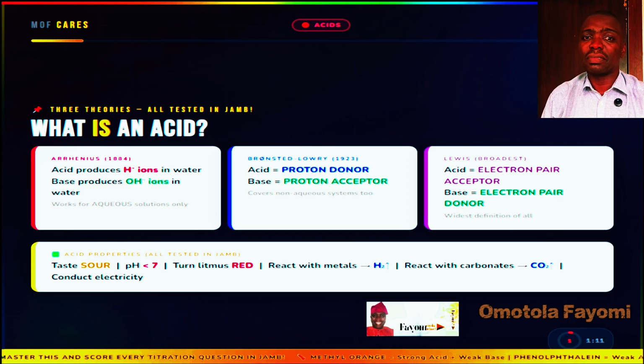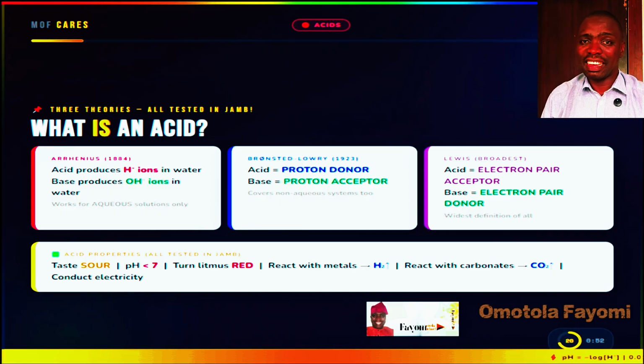Properties of acids that JAMB tests: they taste sour, have pH less than 7, turn blue litmus paper red, react with metals to produce hydrogen gas, and react with carbonates to produce carbon dioxide gas.